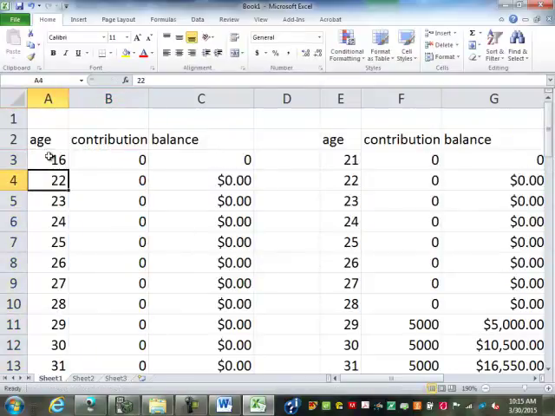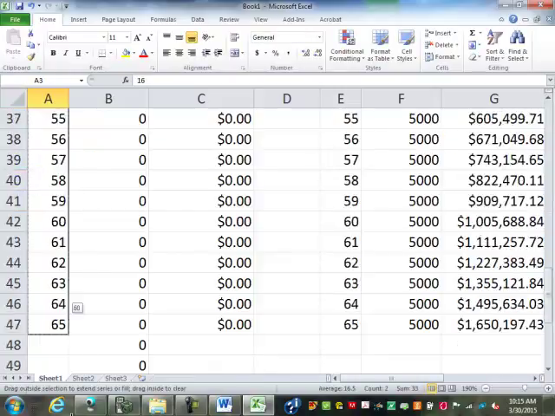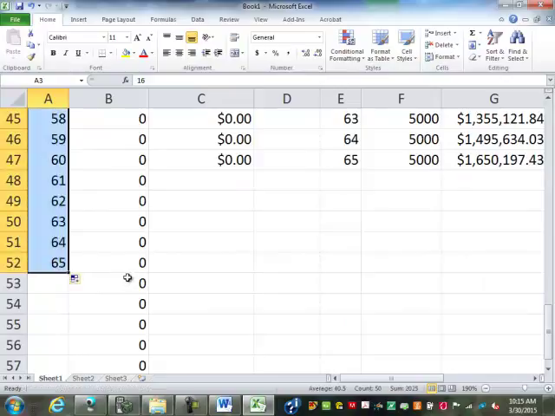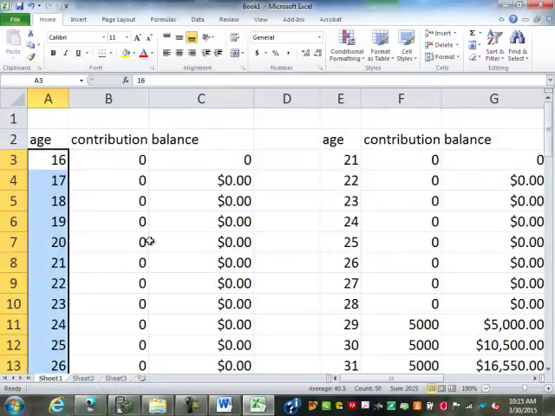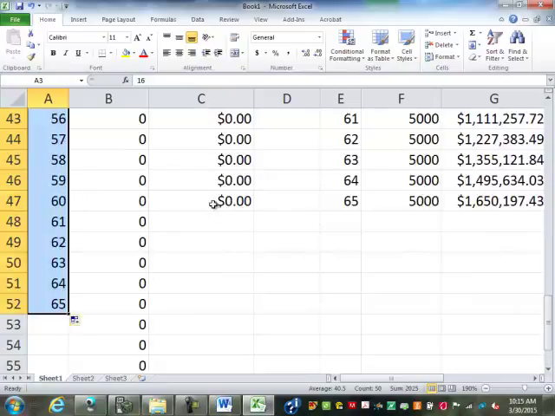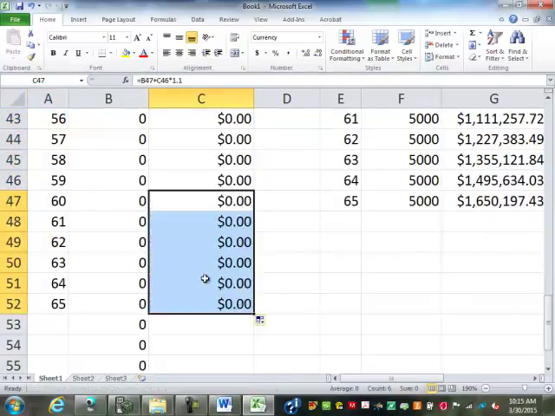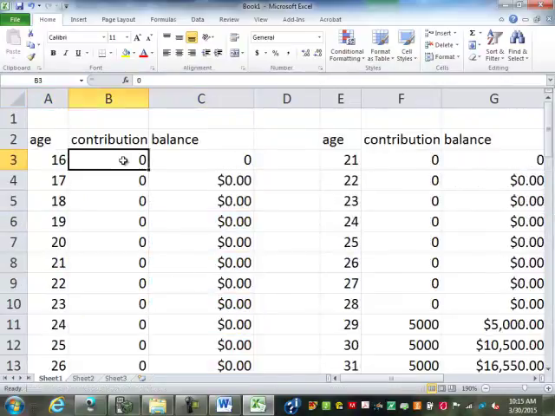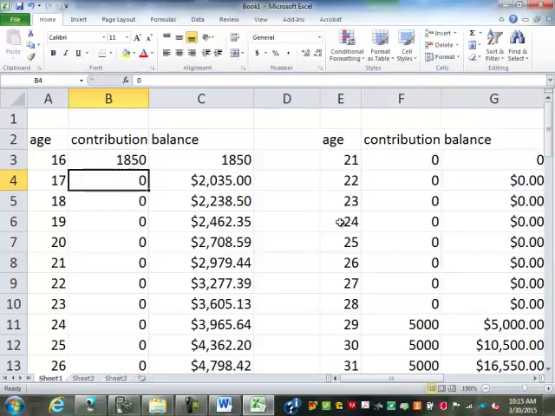Let's start this at 16. The federal government says you can start putting away IRA contributions at the age of 16. The only catch is you cannot put away more than what you earned. So let's say you only make $1,500 that year, you can only put away $1,500. But here's what I advise these parents to do. If your child starts a part-time job at 16, let's say they make $1,850 that year, you put away $1,850 for them in a retirement account.